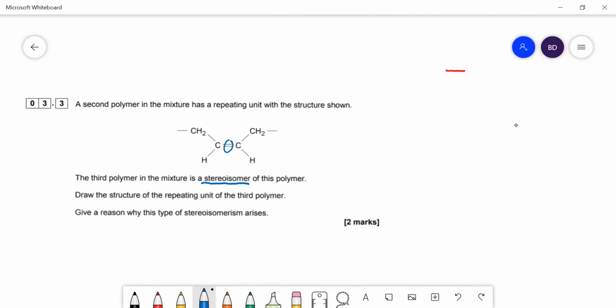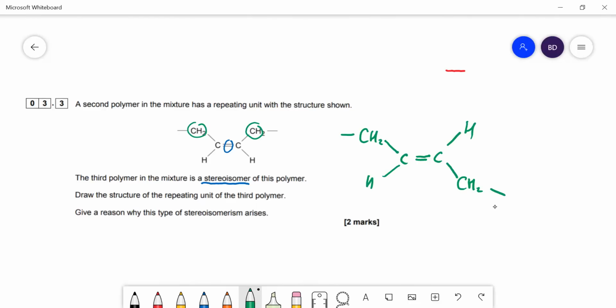And so that gives the possibility of EZ isomers. On this side, we've got the two high priority groups, the CH2 and the CH2 here. On the same side, there'll be the other isomer. Draw the structure of the repeating unit of the third polymer. It's going to be the same as that, so we're going to swap those two round. So CH2, CH, double bond. This time I have the H up there, and this group down here. So we've drawn the structure, and the reason why it arises is that there's no rotation around a double bond.